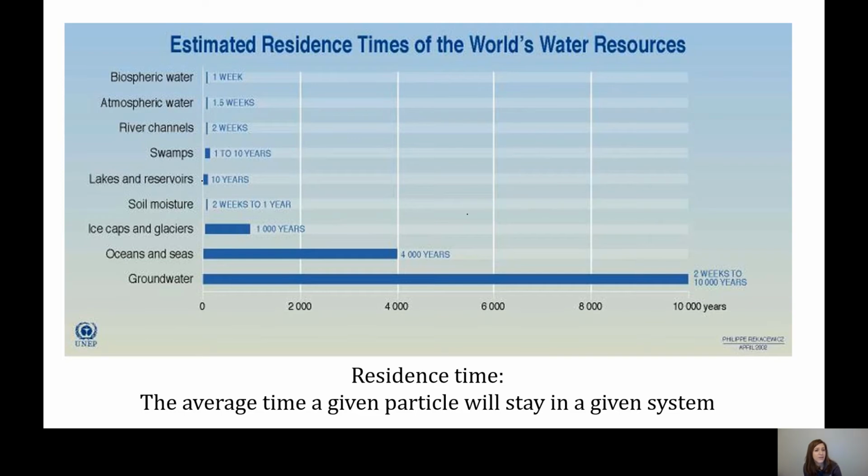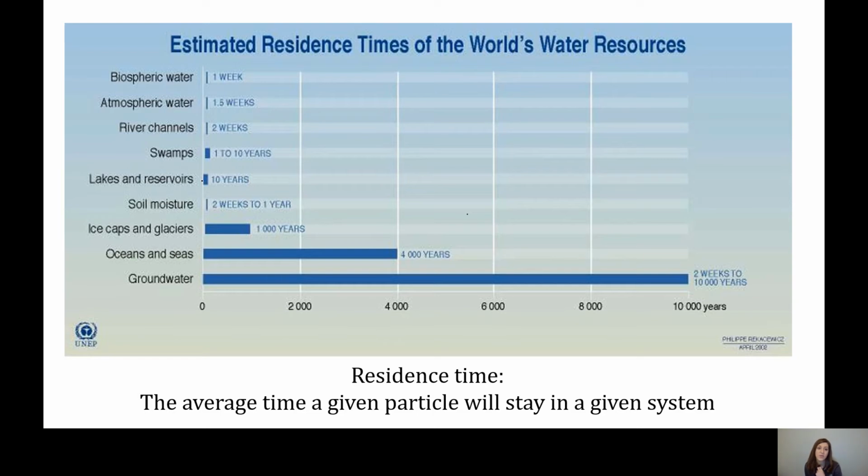Now there's kind of a pattern here. Think about this. Why do you think river channels have such a lower residence time than lakes? They're both fresh water, they're both surface water. But what's different about them? Well, I hope that you were thinking they're moving. The river channel is moving, flowing, whereas in the lake and the reservoir, the water is just sitting there waiting to be evaporated.